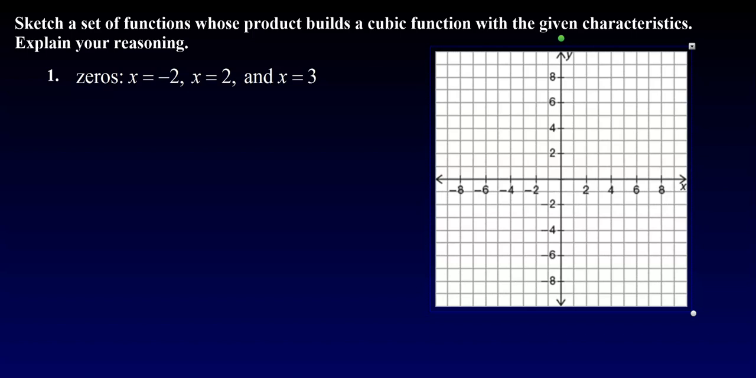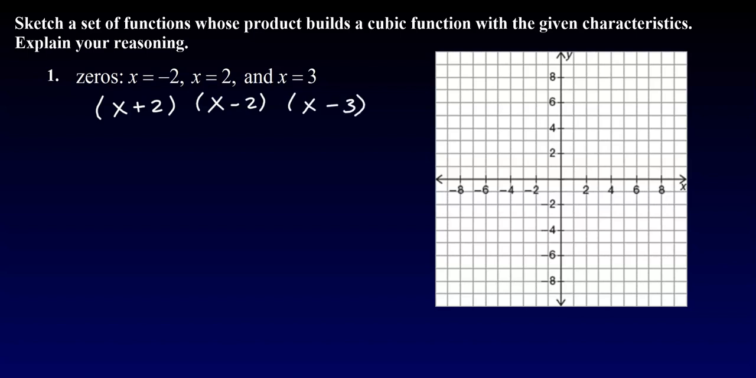Sketch a set of functions whose product builds a cubic function with given characteristics. Explain your reasoning. Number 1 says zeros at x equals -2, x equals 2, and x equals 3. So x equals -2 could be written as a factor of x plus 2. x equals 2 could be written as a factor of x minus 2, and x equals 3 could be written as a factor of x minus 3.